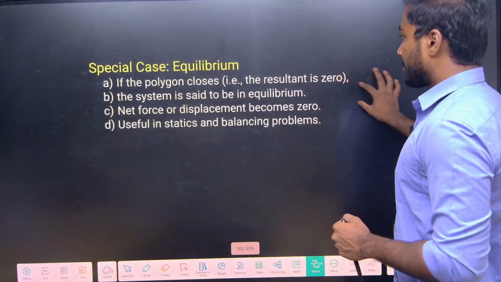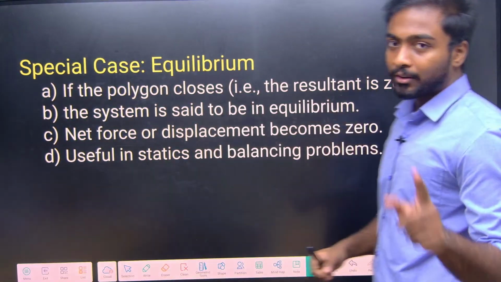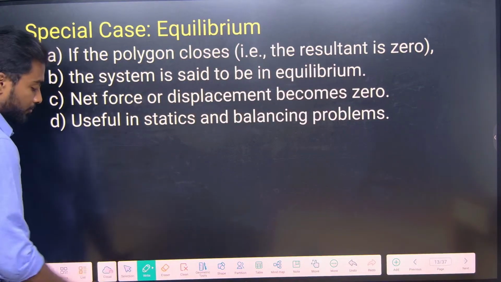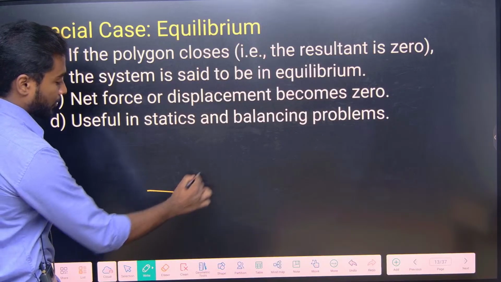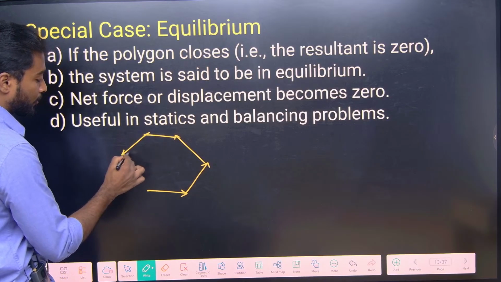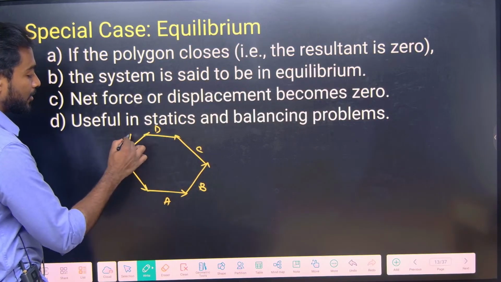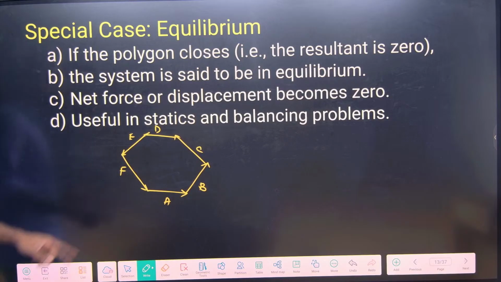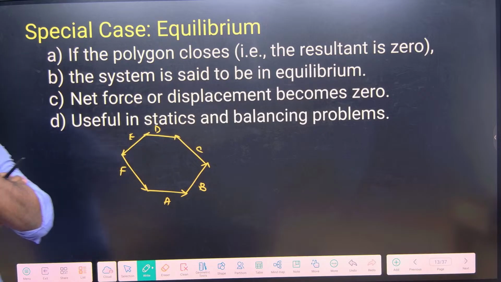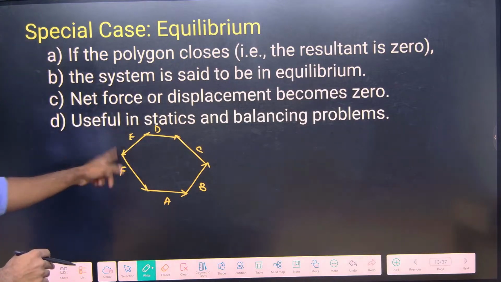Special case: equilibrium. If a polygon is closed, the resultant is 0. What does a closed polygon mean, how do we say it is closed? Simple thing: first vector, second vector, third vector, fourth vector, fifth vector and the sixth vector, for example A, B, C, D, E, F. Can I draw the resultant vector here? Already 6 vectors are there. Can I draw a seventh vector, a resultant vector here? Not possible, right?